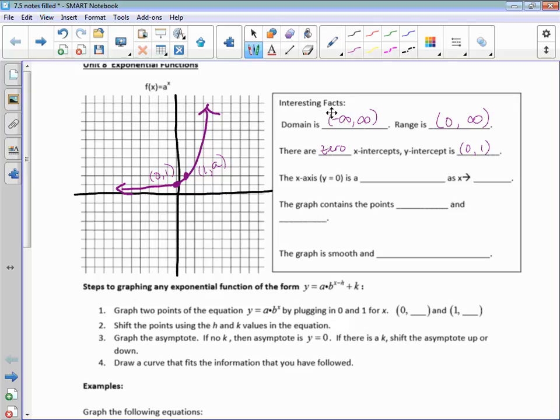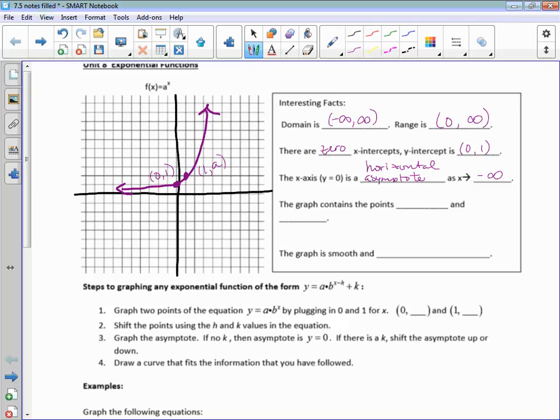All right, what would you call the x-axis? Yeah, horizontal asymptote. And you see that asymptote as x is approaching negative infinity. I mean, it's the whole part of your graph, but it's telling you about the left end behavior of your graph. Does that make sense?